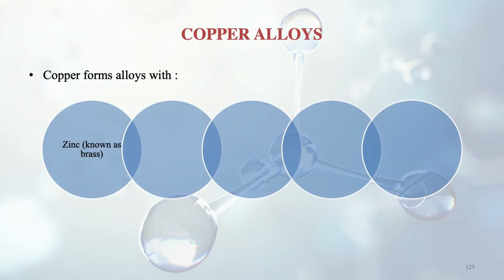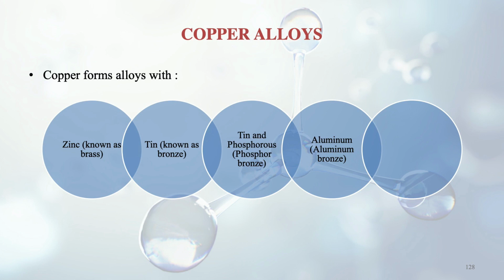Now we discuss the different kinds of copper alloys. Copper as such forms alloys with different things like zinc. With zinc it is known as brass. With tin it is known as bronze. With tin and phosphorus it is known as phosphor bronze. With aluminium it is known as aluminium bronze. With nickel it is known as cupronickel. So these kinds of different alloys are there in case of copper.